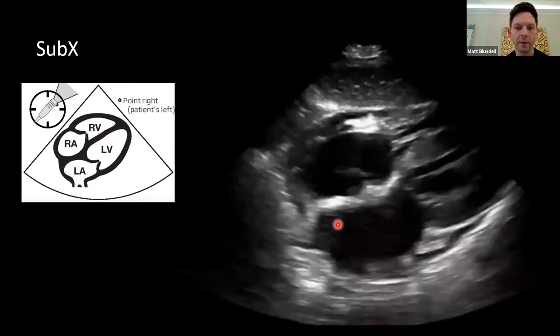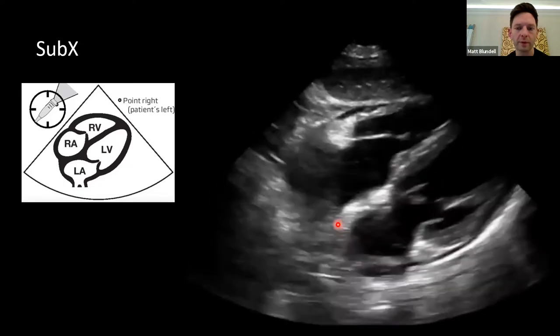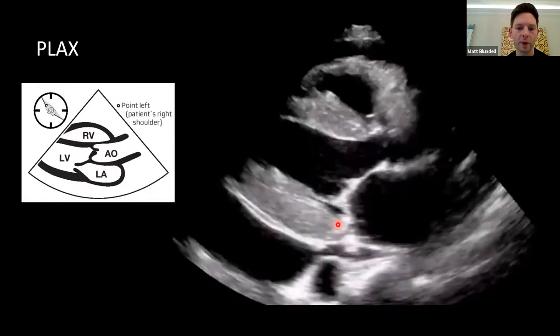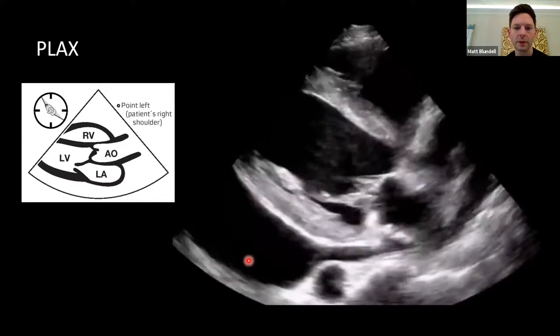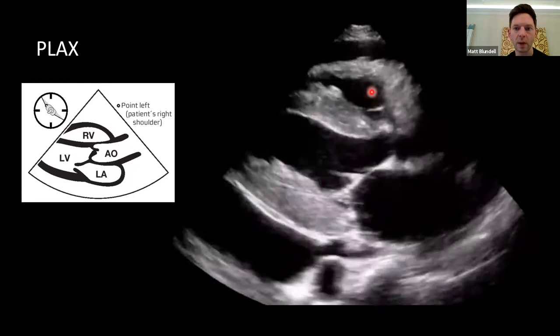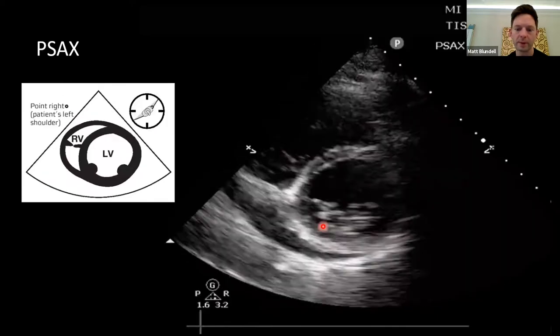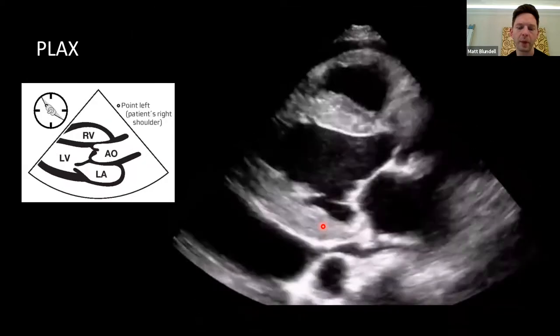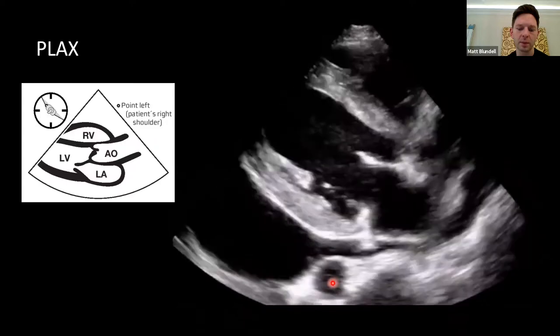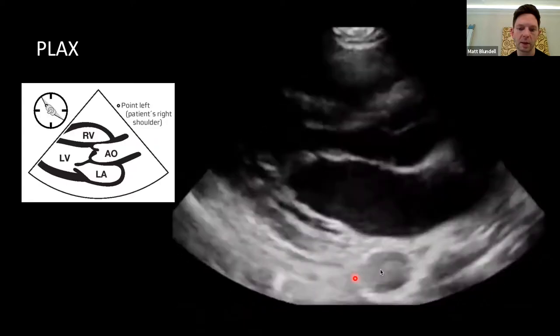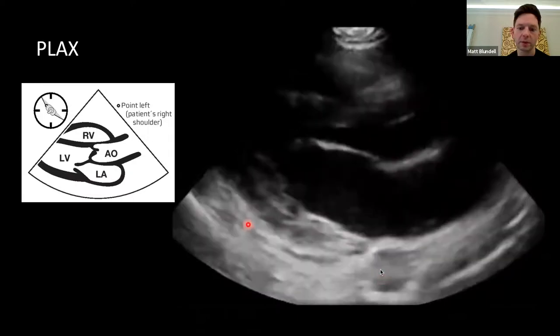But with any confirmation of pericardial effusion, you always want to have several views. So always confirm it with another view as well. This is a larger pericardial effusion. You can see this is the parasternal long axis view. And again, you can see there's free fluid anterior to the heart and a larger amount posterior to the heart. An important landmark here is the descending thoracic aorta. And the fluid should track anteriorly to the descending thoracic aorta.